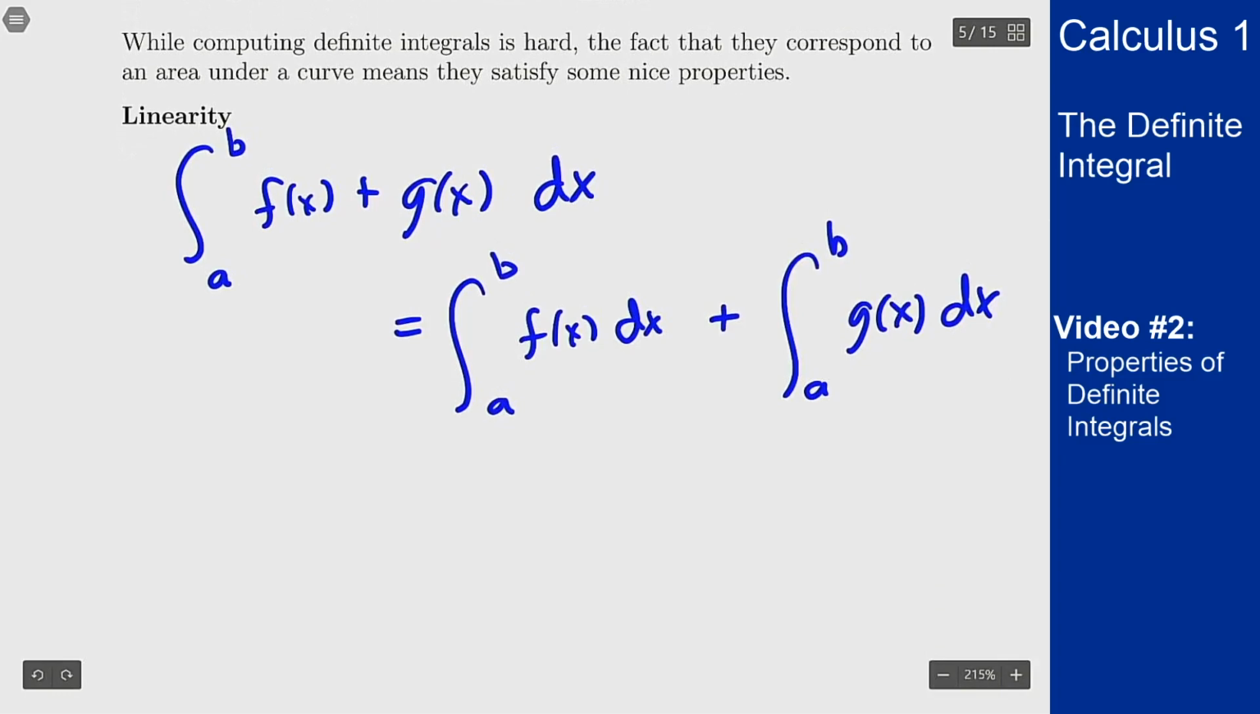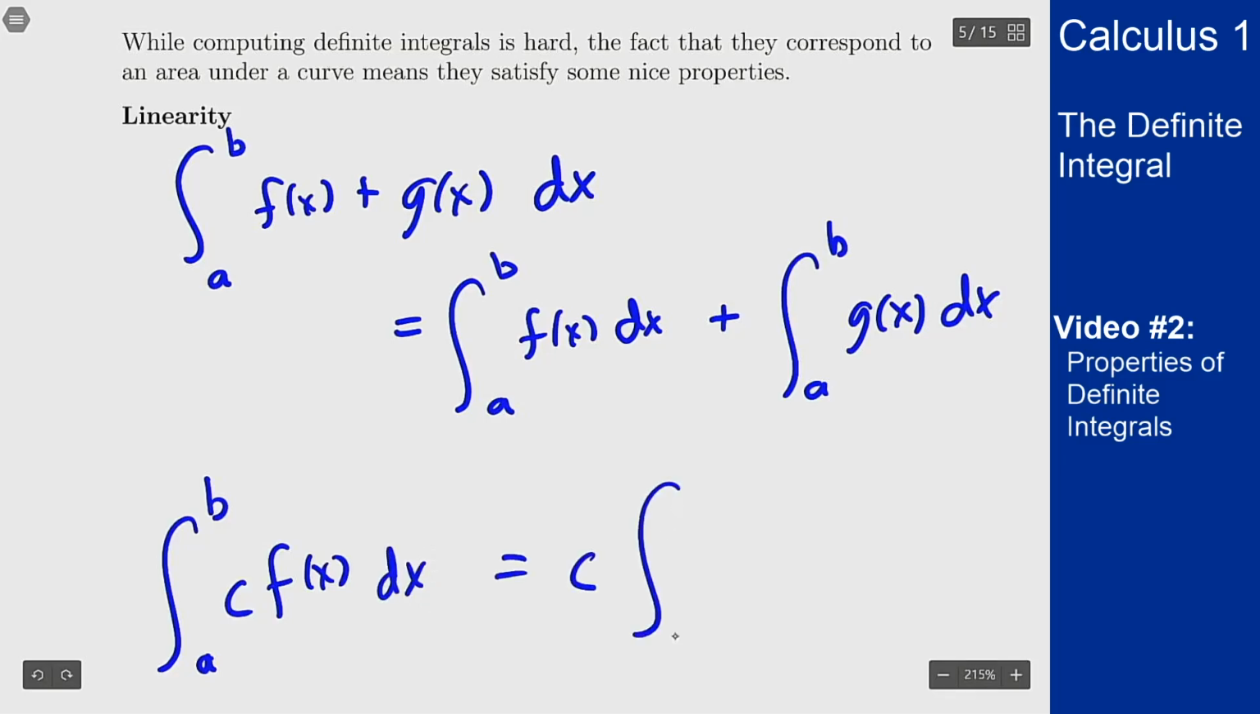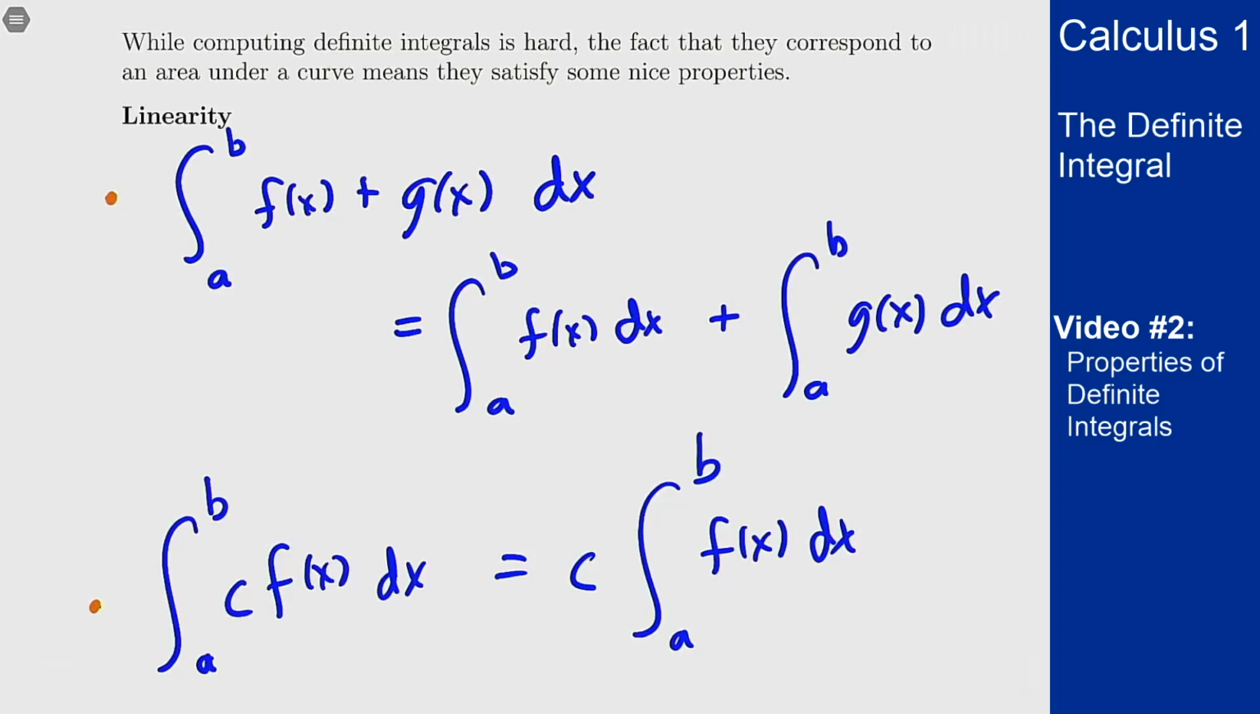In addition, if I look at, say, the integral of c times f of x for any number c, this is the same thing as c times the integral of f of x. Why is that? Well, if I look at the graph of f, look at the graph of 2 times f, the graph of 2 times f will have double the area under it because it's just twice as tall. From just the fact that these are areas, we can figure out these two properties hold for integrals as well.